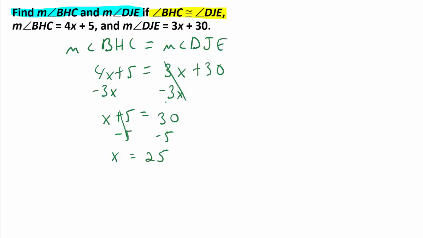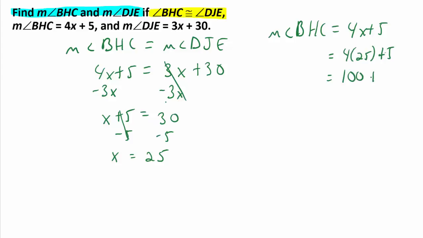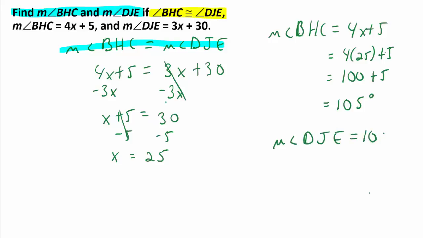So let's go ahead and start with BHC. We can plug that back into BHC is equal to 4x plus 5. We're going to plug that 25 back into x. And now we've got 100 plus 5, which will give us a measurement of 105 degrees. Now, we don't have to plug that back into DJE because we know that those two things are equal to each other, so we can just say that the measure of angle DJE is also equal to 105.